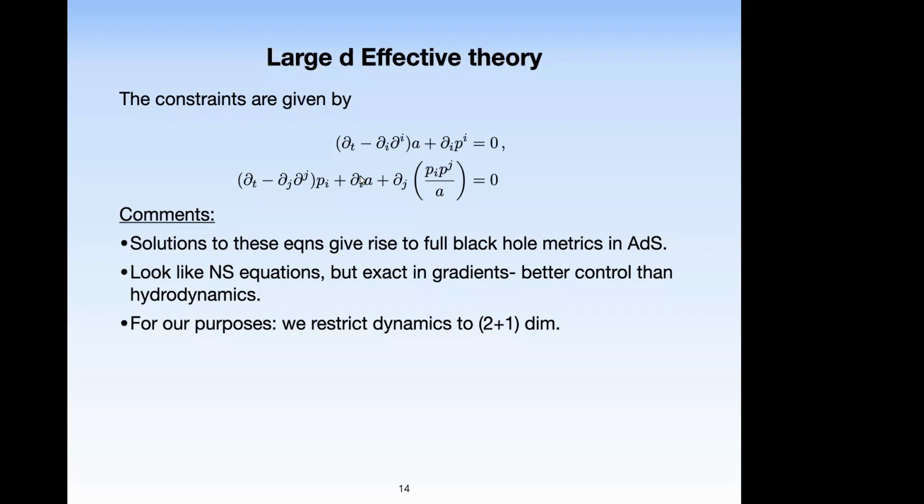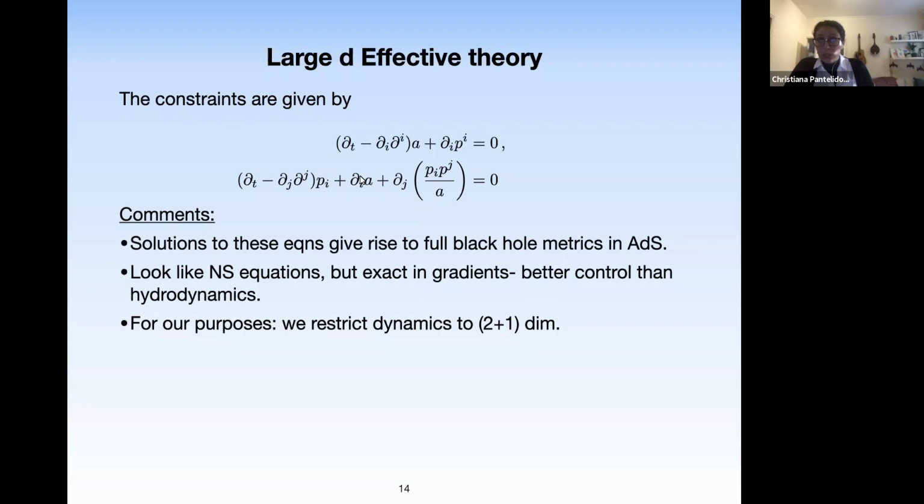Can you be a bit more precise about these transport coefficients? Because at first order, there are only 2 or 3. This is second order hydro. It truncates to second order hydro. Okay.